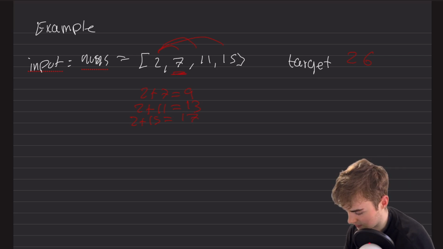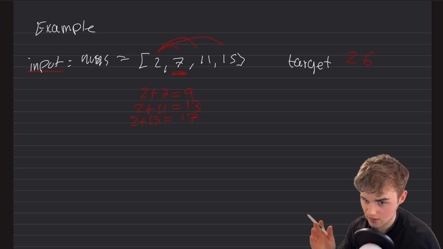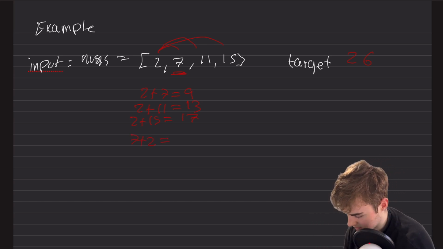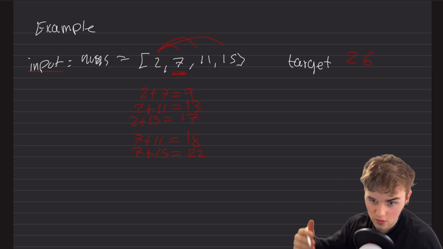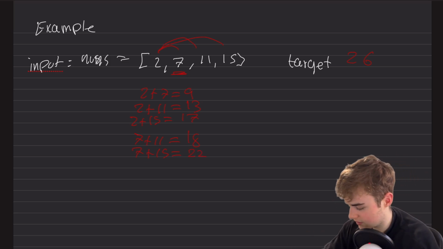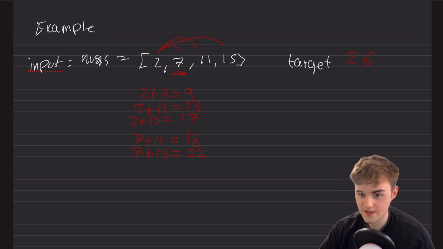Now we're going to start on 7. We don't need to go back on ourselves because if you notice here, 7 plus 2 is 9. We already did that right here at the top. We can just do 7 plus 11 equals 18. 7 plus 15 equals 22. And we'll keep going and going and going, and eventually it should hit. So that is going to be our strategy. So let's attempt to get that implemented.